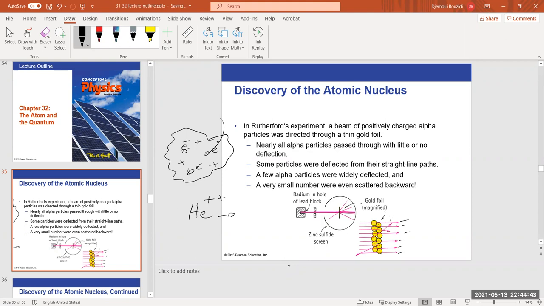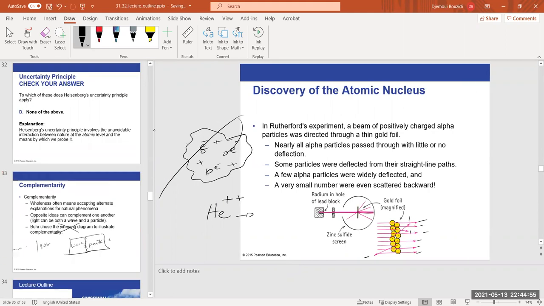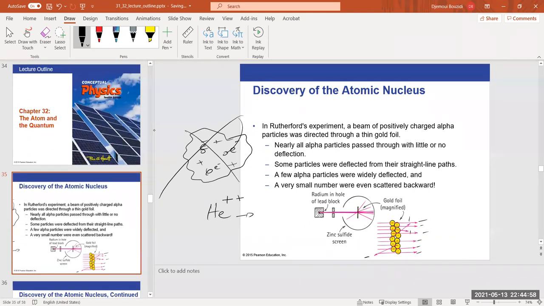He noticed that for the most part they go unimpeded. Occasionally, though, they bent a little one way or the other, or they actually went back. But for the most part, they went completely unaffected by the presence of this foil. That suggests that this model is not correct for the atom, but rather that the positive charge is sitting right in the center, and the electrons are floating far away from it. That's why these alpha particles went through completely, unless they came very close, in which case they returned, interacting with the positive charge. Or if they came nearby, they were bent one way or the other. But for the most part, the atom is empty space. That's basically in a nutshell what the Rutherford experiment is.